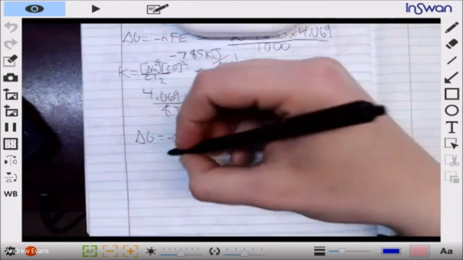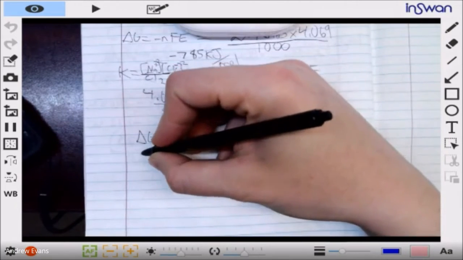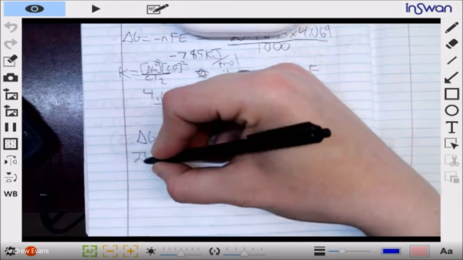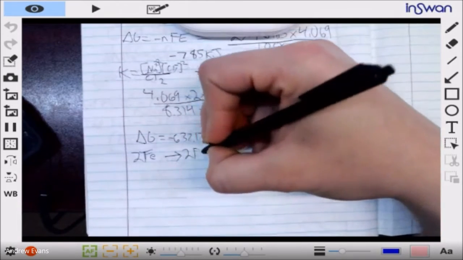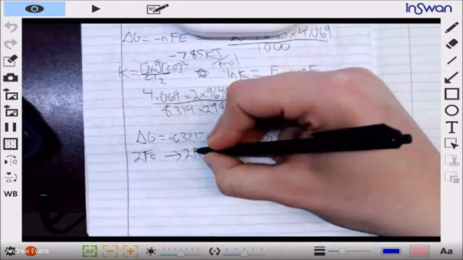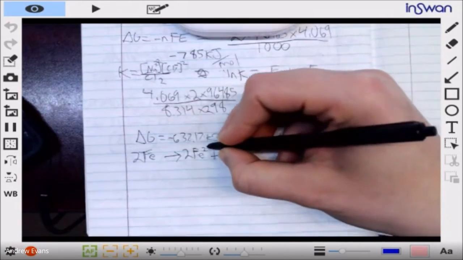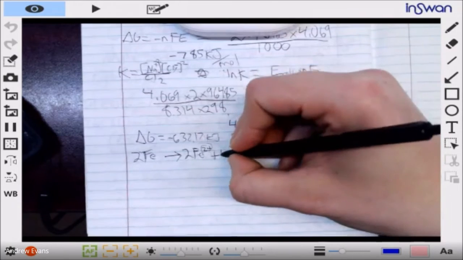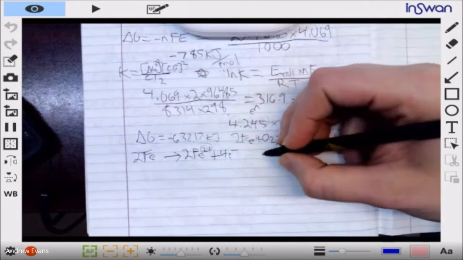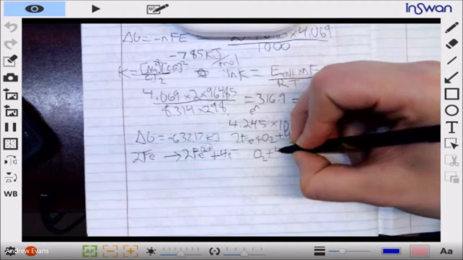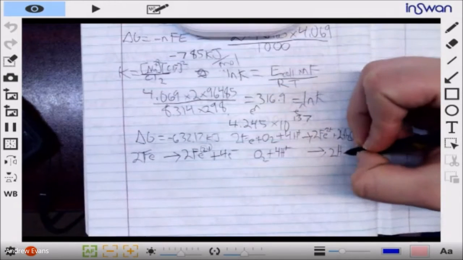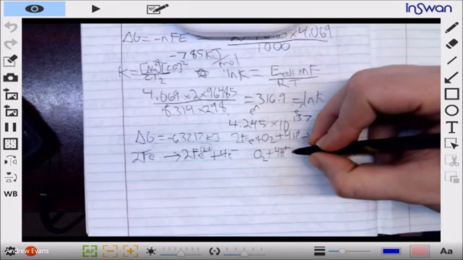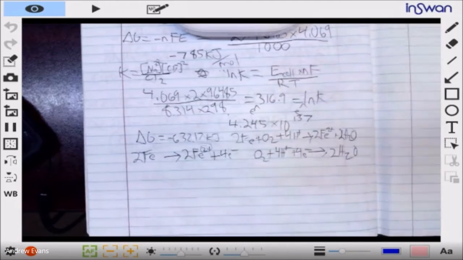So breaking this down into its half reactions, we have 2 iron goes to 2 iron 2+. Looking at that, how many electrons? 2 times 2, so we'd have 4 electrons lost, and we would have O2 and 4H plus goes to 2 waters. That's going to be 4 electrons gained. So the number of electrons total is 4.